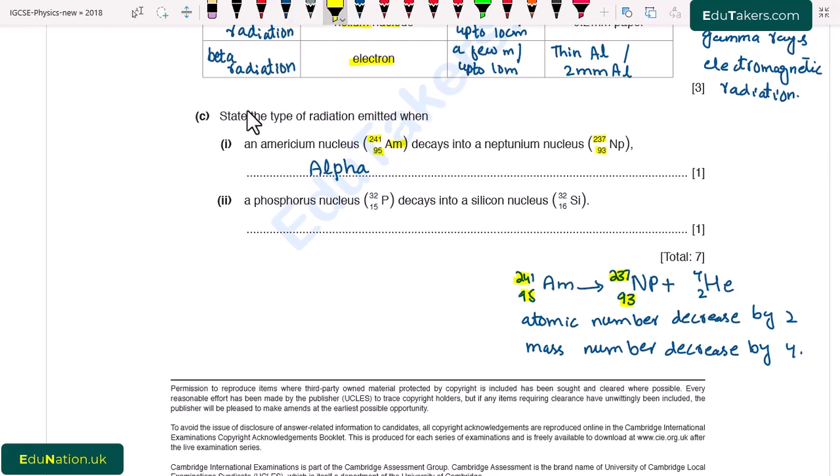Second part, a phosphorus nucleus whose atomic number is 15 and mass number is 32 decays into a silicon nucleus whose atomic number is 16 and mass number 32. So here we also have to tell which kind of radiation is emitted. So I again write here phosphorus 32 and 15 and it changes into silicon 32 and 16 plus. First of all we again check atomic number and mass number. Here atomic number is 15 and here it is 16. It means that the atomic number increased by 1.